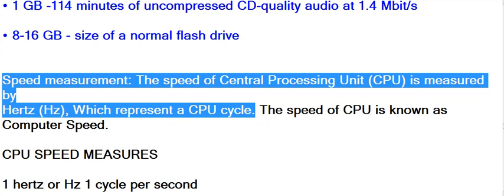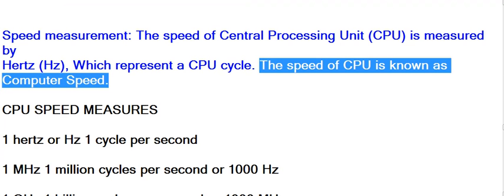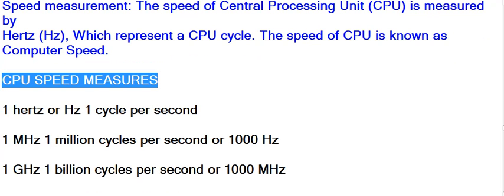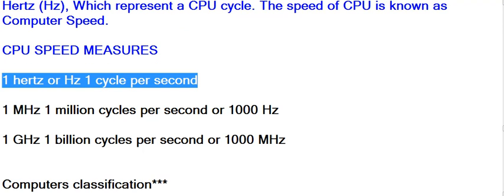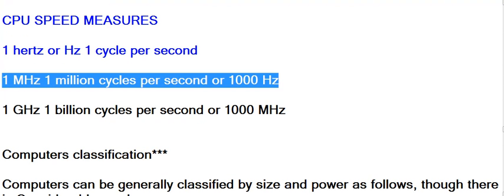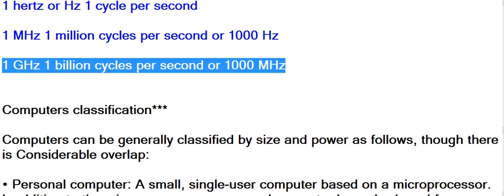Speed measurement. The speed of the Central Processing Unit, CPU, is measured in hertz, which represents a CPU cycle. The speed of the CPU is known as computer speed. CPU speed measures 1 Hz, or hertz: 1 cycle per second. 1 MHz: 1 million cycles per second, or 1000 Hz. 1 GHz: 1 billion cycles per second, or 1000 MHz.